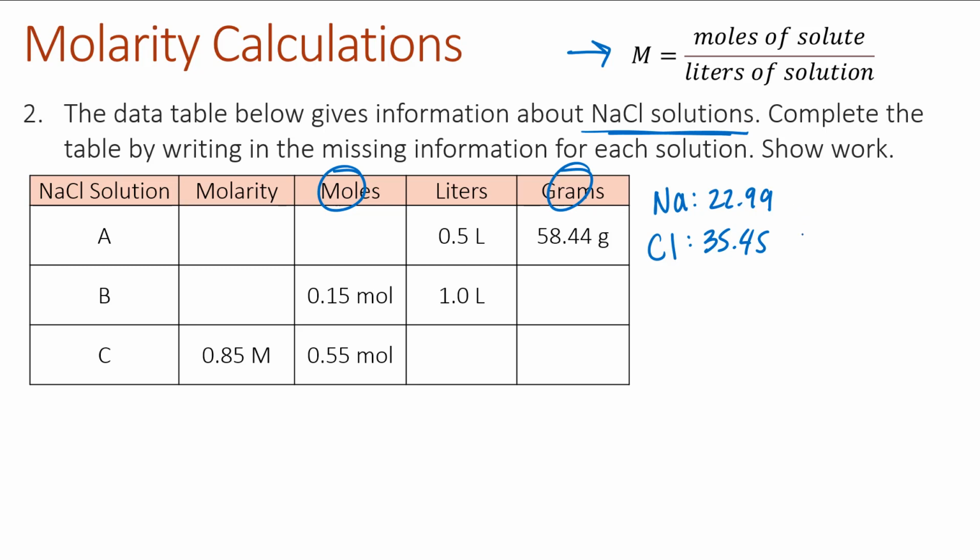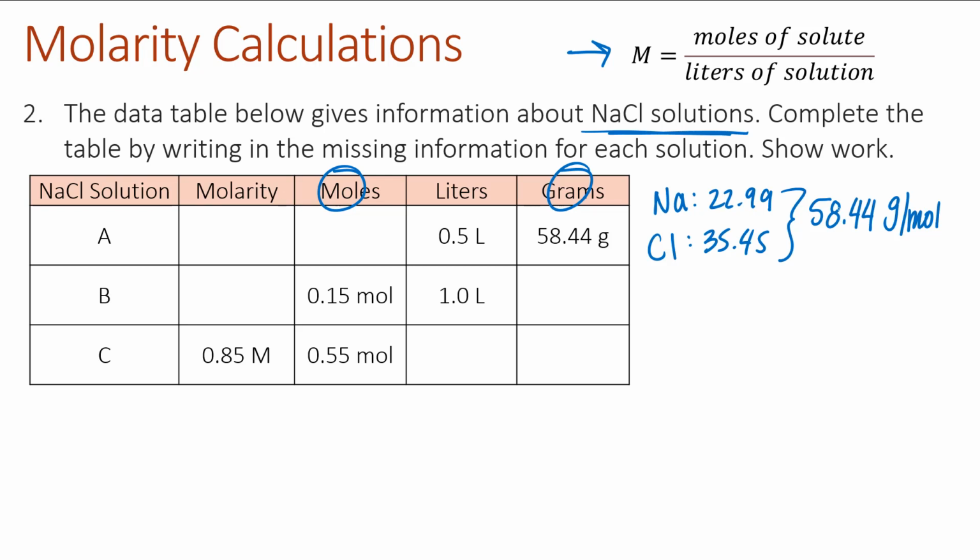So then when we add these two together and combine them, we get a molar mass of 58.44 grams per mole. So this means that if I have 1 mole of NaCl and I put it on the scale, it would weigh 58.44 grams.